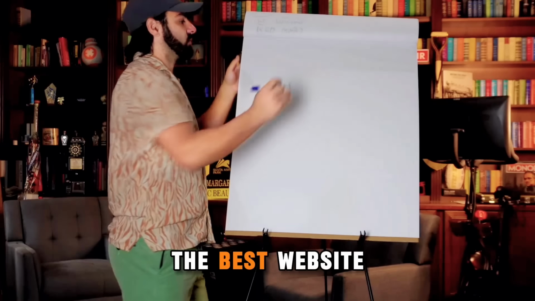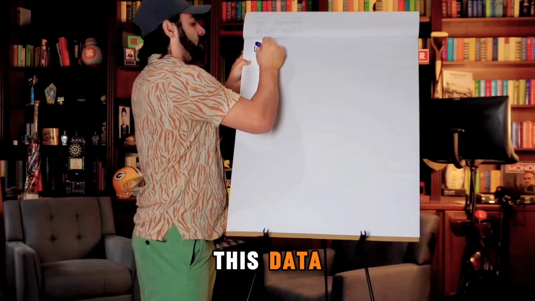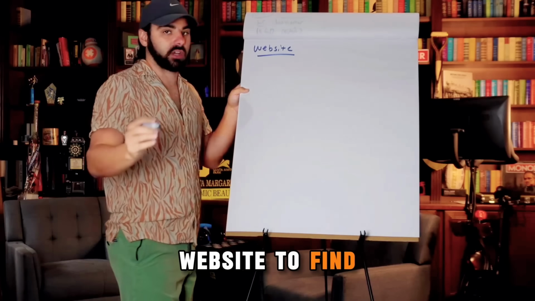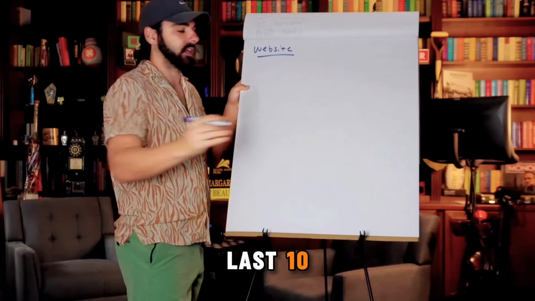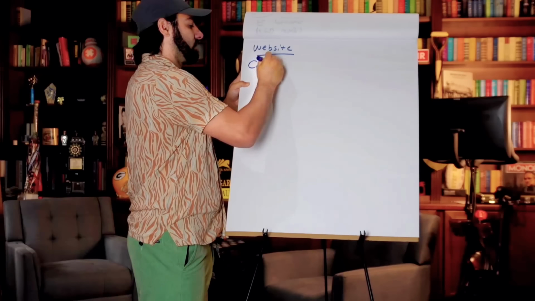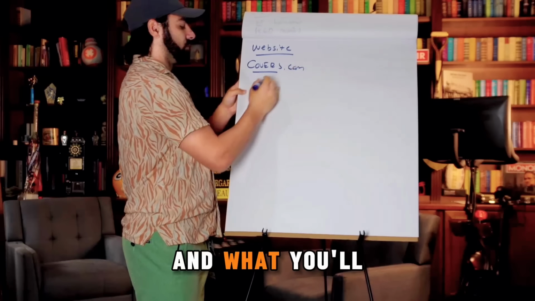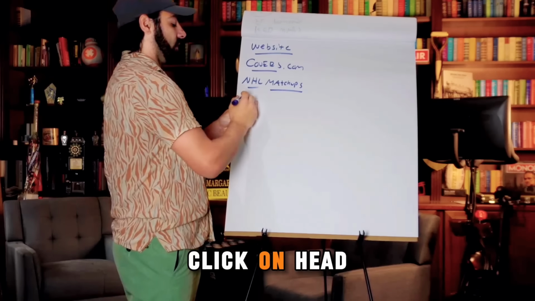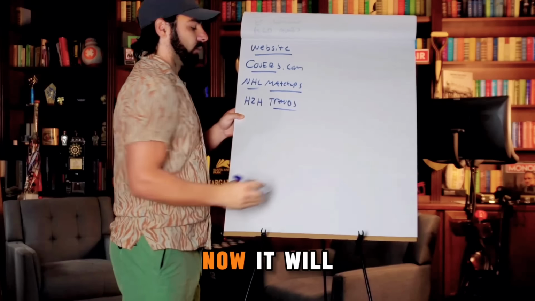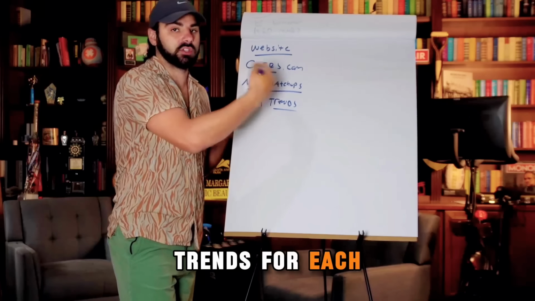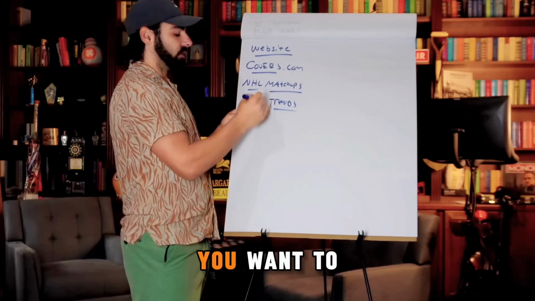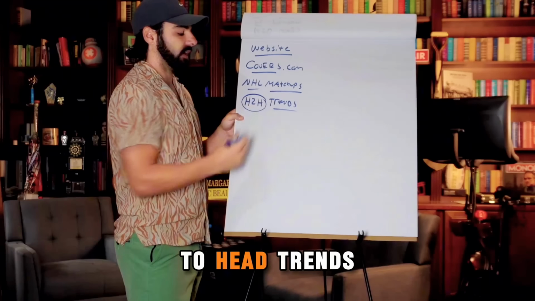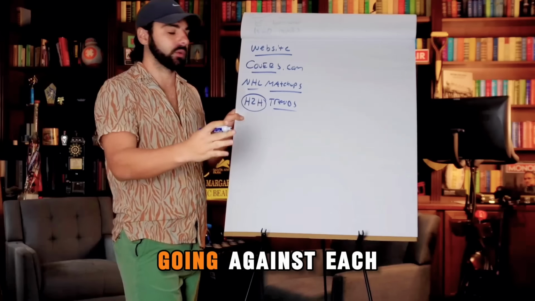Now let's get into the best website that you could use to find this data. All right, the best website to find the head-to-head for the last 10 is going to be Covers. All right, covers.com. And what you'll do is you'll go to NHL matchups, and then you'll click on head-to-head trends. Now it will show you hot trends for each team. That's not what you want to pay attention to. You want to make sure you're looking at head-to-head trends between the two teams that are going against each other.